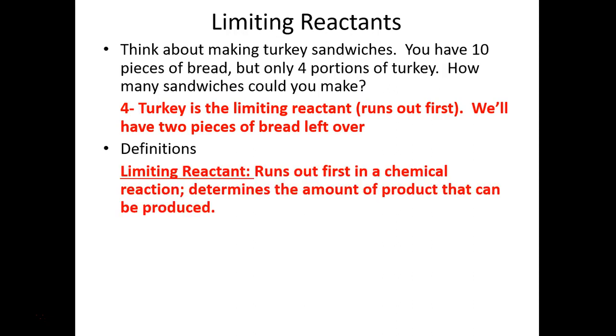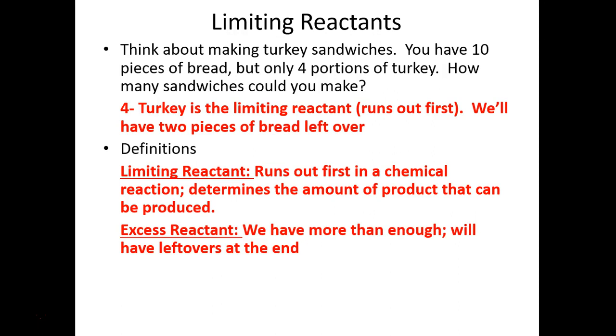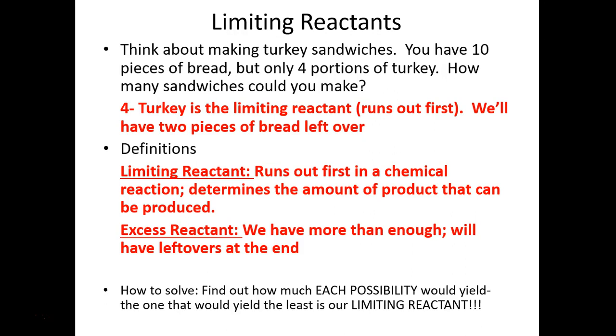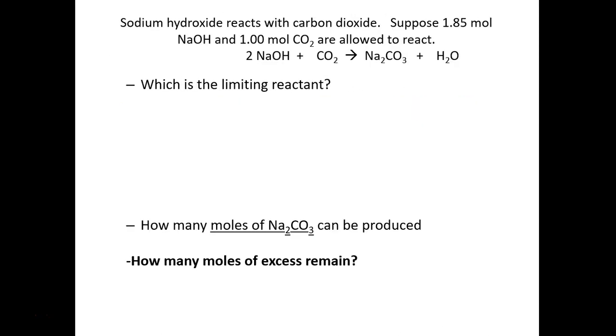So the limiting reactant is what runs out first in a chemical reaction, and it determines the amount of product that can be made. So in the above example, the turkey was the limiting reactant because it limited us to 4 sandwiches. The excess reactant is the reactant that we have more than enough of, and so we're going to have leftovers at the end. So in this case, the bread would be the excess reactant because we had 2 pieces of bread left over. Now, what we're going to do when we solve these problems is figure out how much product each reactant could yield and compare the results. Whichever makes less product will be the limiting reactant, and the amount of product that the limiting reactant makes will be the theoretical yield.